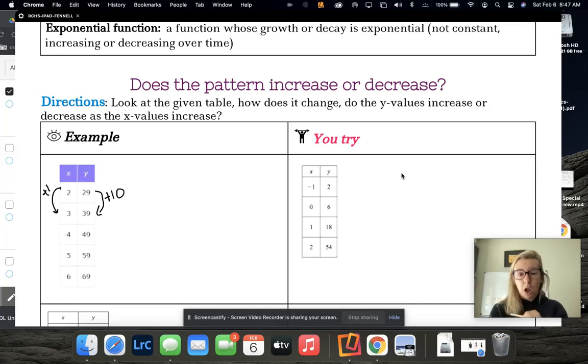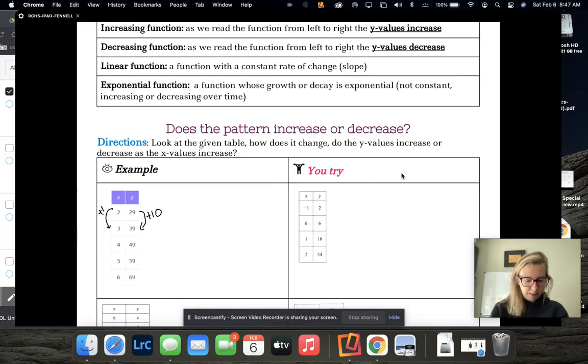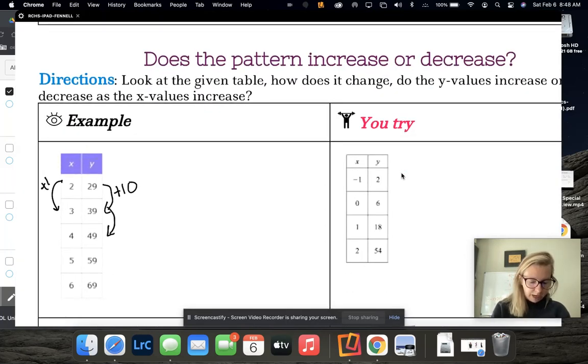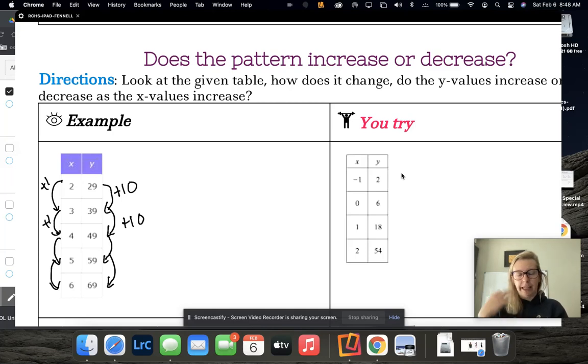So instead of stopping right there, I also want to look at the next one. All right, so I also want to look at the distance between 39 and 49. That also looks like plus 10. And then between 3 and 4 is also plus 1. This is appearing to be a constant rate of change. So again, plus 10, plus 10, plus 1, plus 1. So this is a constant rate of change. So I'm thinking linear, but that's not really what I'm asked here. I'm asked if this is increasing or decreasing.